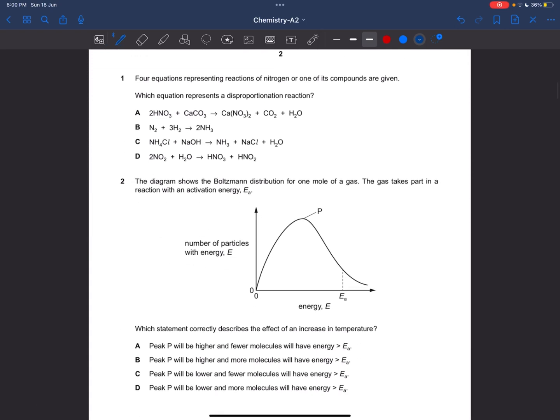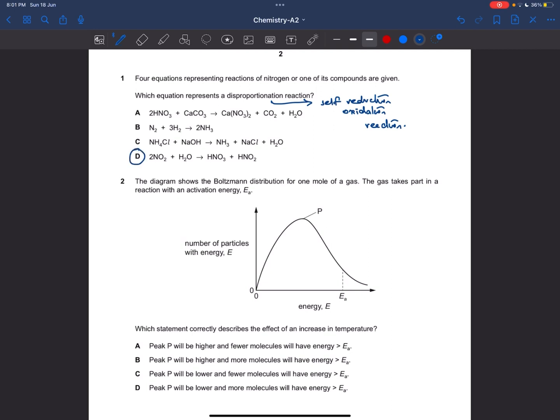The first question says 4 equations representing reactions of nitrogen or one of its compounds are given. Which equation represents a disproportionation reaction? So you guys might know that disproportionation reaction is also known as self-oxidation-reduction reaction. So the reaction which oxidizes as well and reduces as well is known as disproportionation reaction. So let's move to the answers and then I'll explain how it happens.